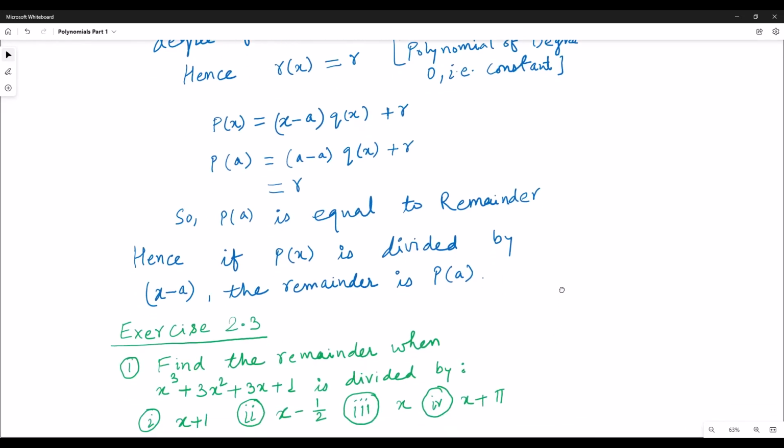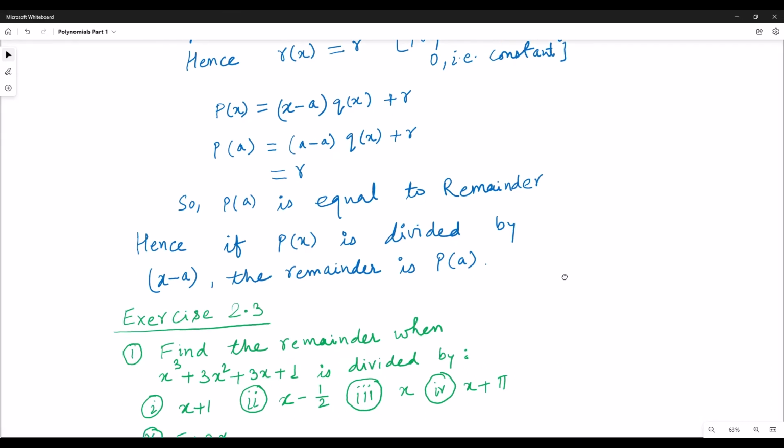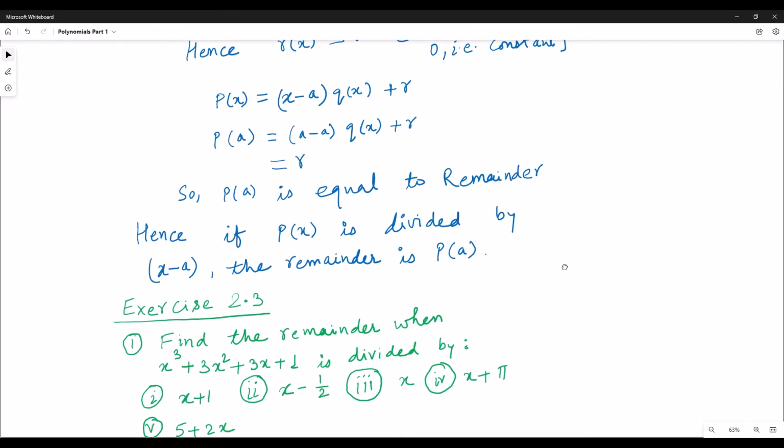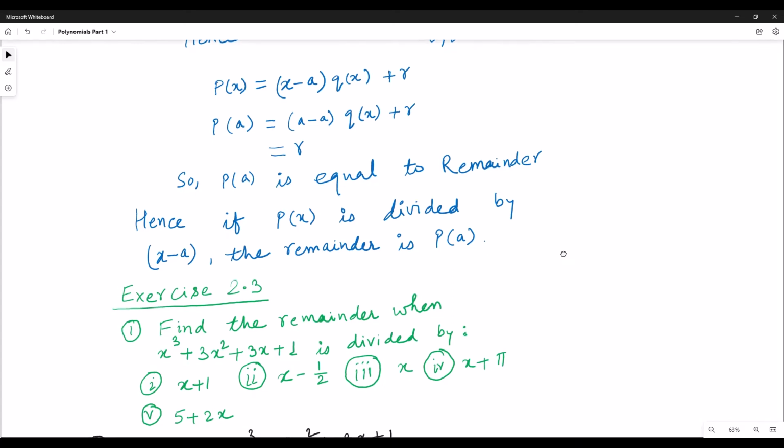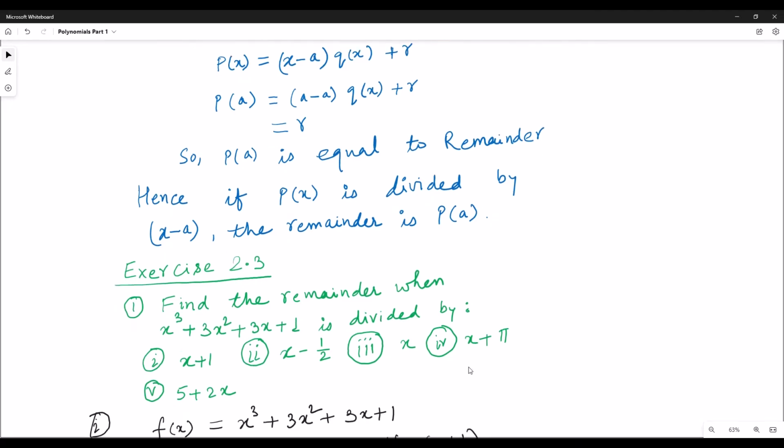Find the remainder when x cube plus 3x square plus 3x plus 1 is divided by x plus 1, x minus 1 by 2, x plus pi, 5 plus 2x. So these are the different expressions. These are all linear polynomials by which it has to be divided. So the divisors are all linear, and we have to divide this expression p(x). Okay. So x minus a. What is the value of a here? For x plus 1, the value of a is minus 1. Right, so x minus minus 1 is x plus 1.